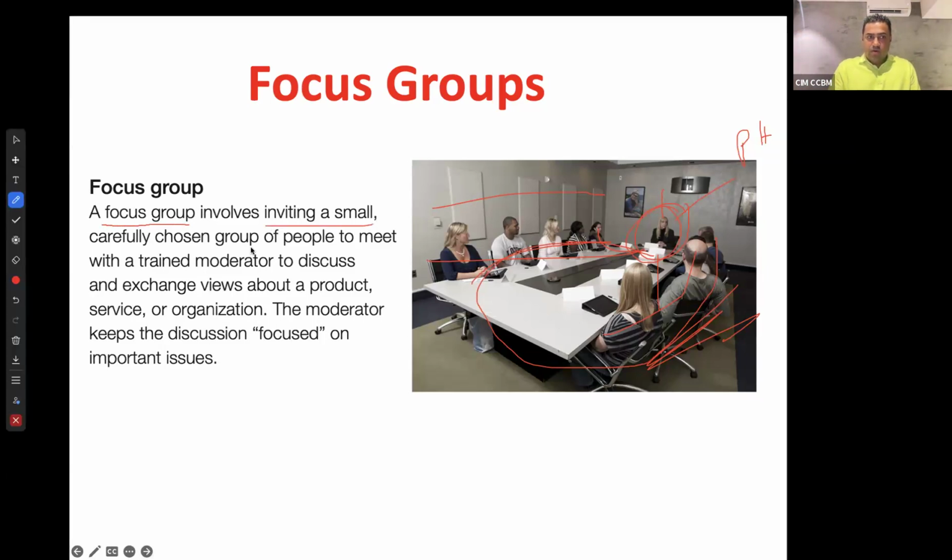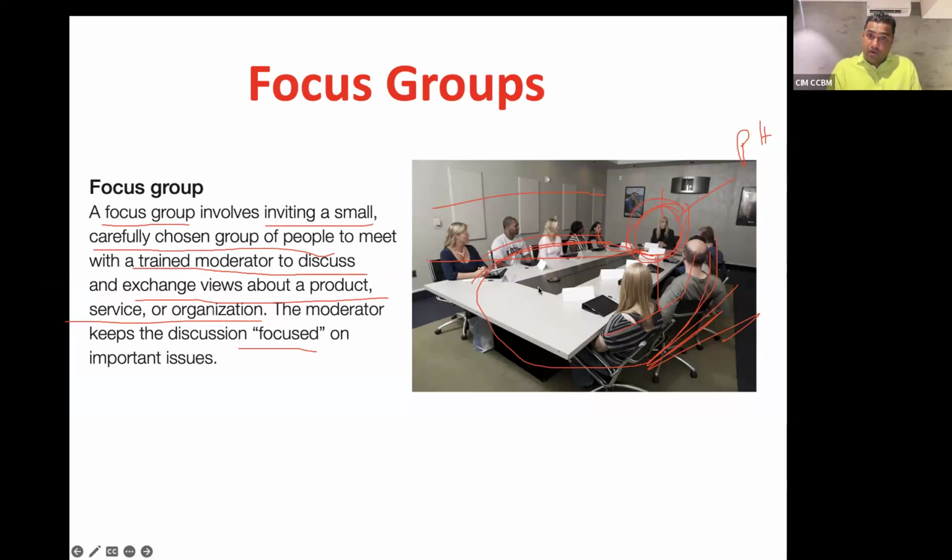It involves inviting a small, carefully chosen group of people and a trained moderator, a very skillful moderator, because it's not one-to-one. So many people you need to manage. There'll be egos. One person will try to dominate the conversation. You need to be really skillful to manage so many people. You have only 1 hour. You exchange views about the product, service, the organization, and the moderator needs to keep the discussion focused. And you have to record the data and gather all the insights.